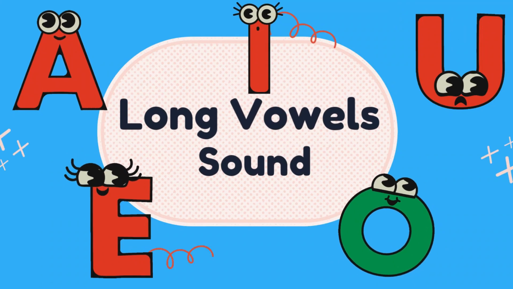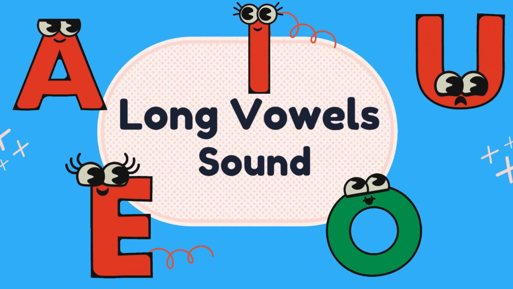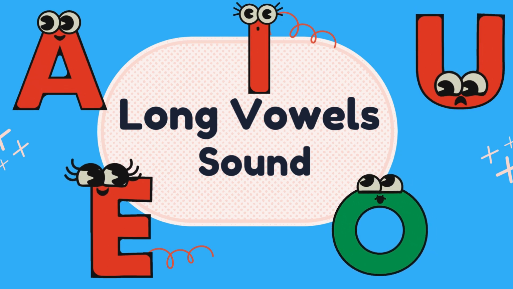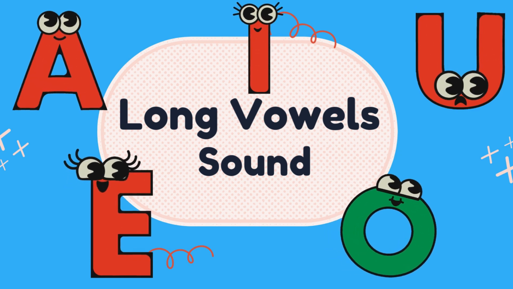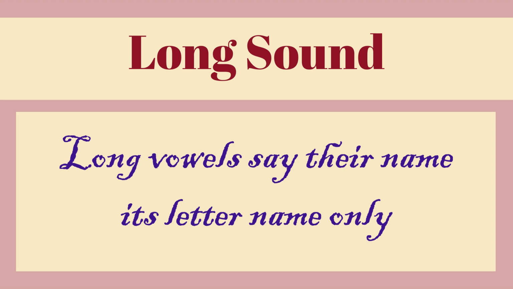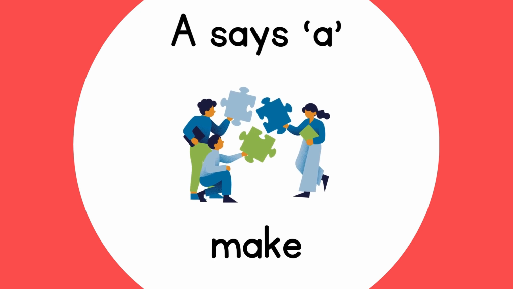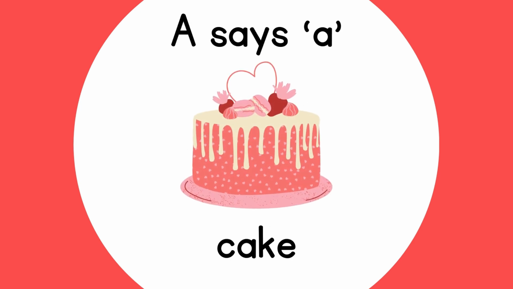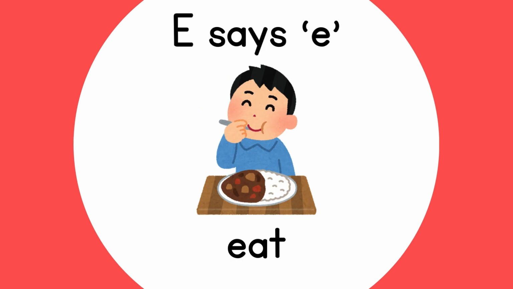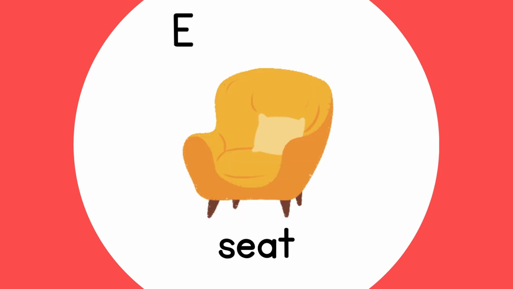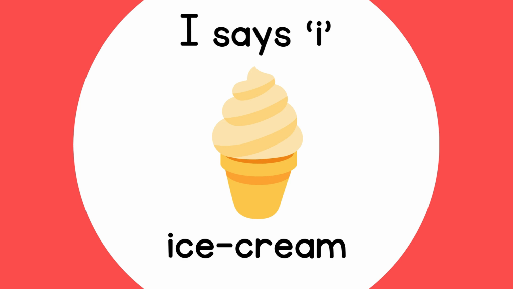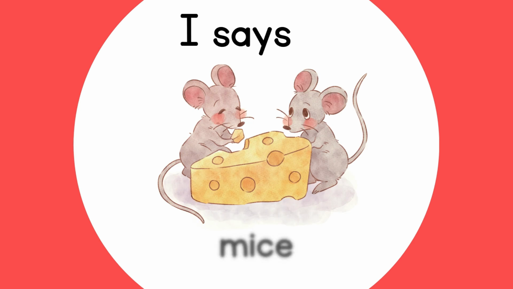Next, let's move to the long vowel sounds. Long vowels say their own letter name. A says A, as in make, cake. E says E, as in eat, seat. I says I, as in ice cream, mice.